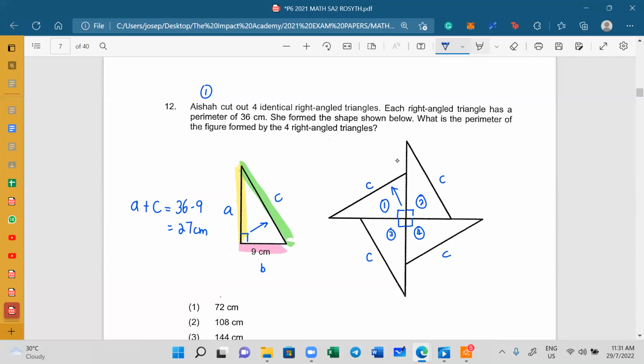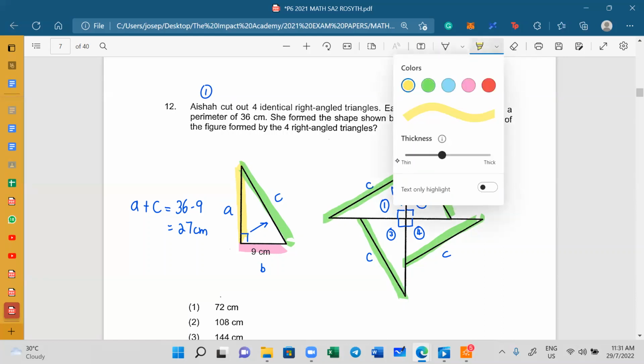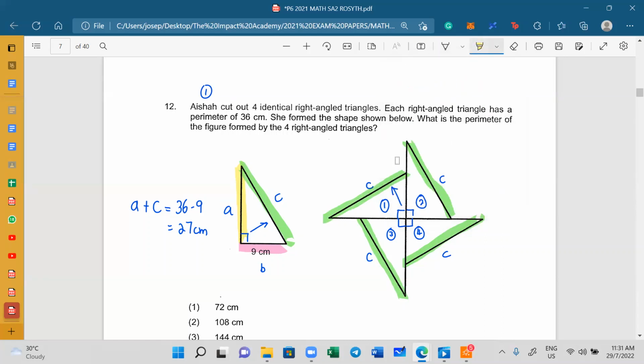Another thing you might want to do is highlight so that you know that is C. Now, the next thing I want to find out is what is A. We know that A is actually the height, so we'll highlight all of A. Definitely we also want to find the base. For triangle number 1, this is the base. For triangle number 2, this is the base. For triangle number 4, this is the base. For triangle number 3, this is the base.